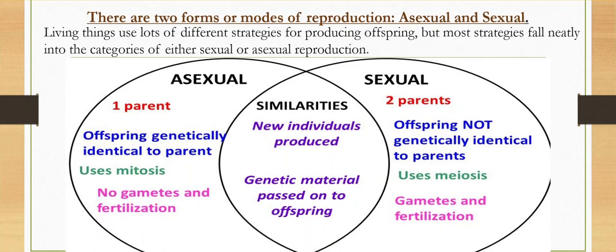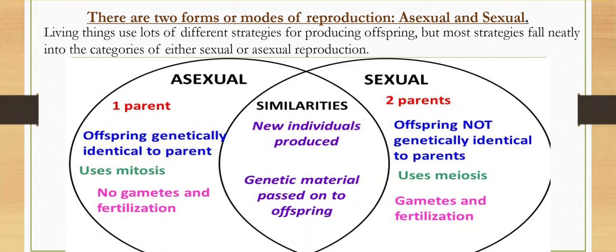The next important thing about reproduction is that asexual reproduction generates offspring that are genetically identical to a single parent, and in sexual reproduction, two parents contribute genetic information to produce a unique offspring.